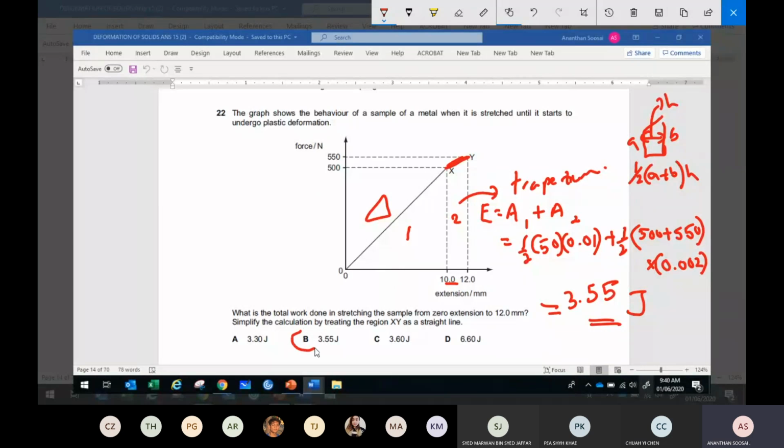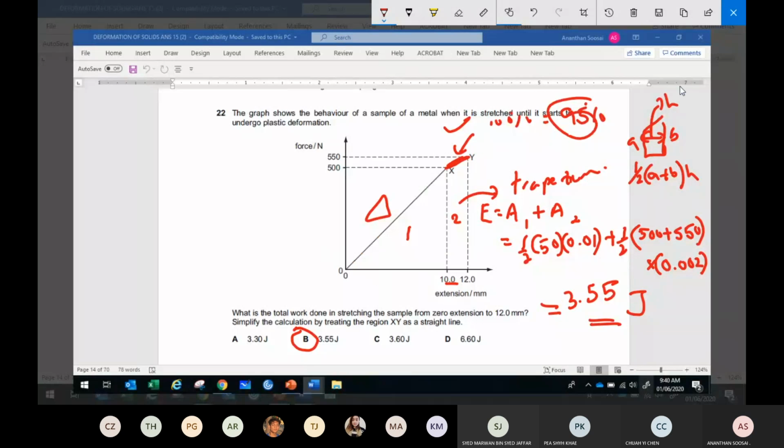So those who got 3.55 and treated it as a trapezium, you are on the correct track. I think about 95% of students never really look into this. They treat everything as a triangle and get the answer, so they make a mistake. It's a trap here. Okay, good. So let's proceed.